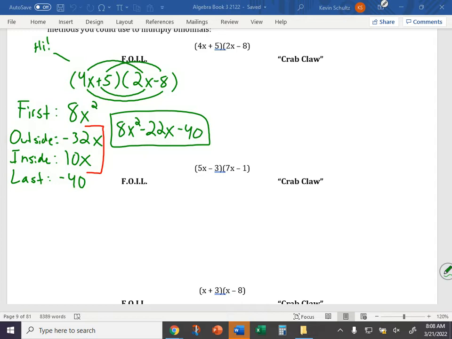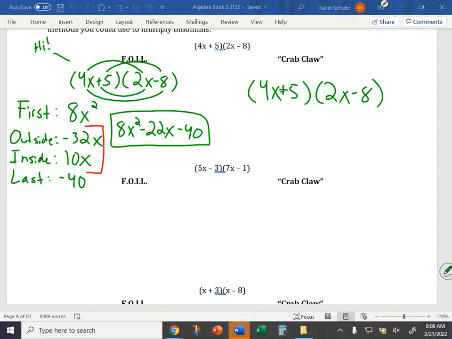All right. The second method is called the crab claw, and we are again going to write out our 4x minus 5 and our 4x plus 5 and our 2x minus 8. And we're doing the same thing, really, we're getting the same result. We're just going to draw our lines a little bit differently.